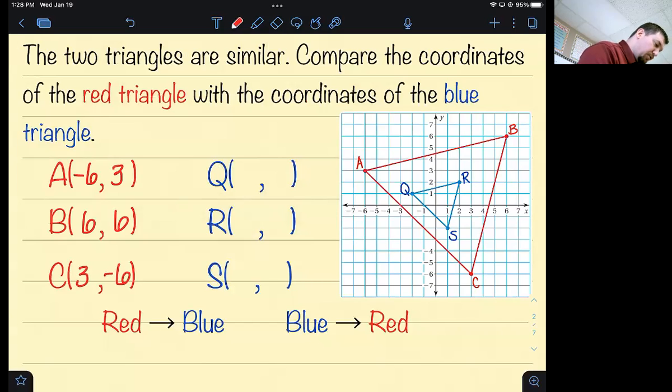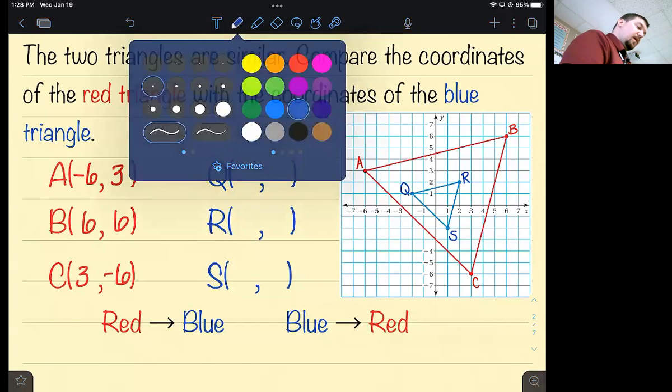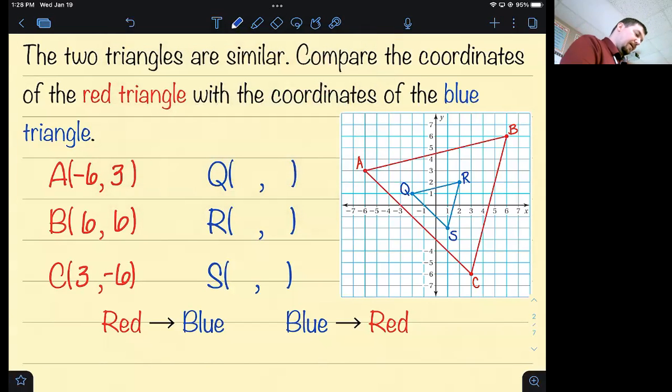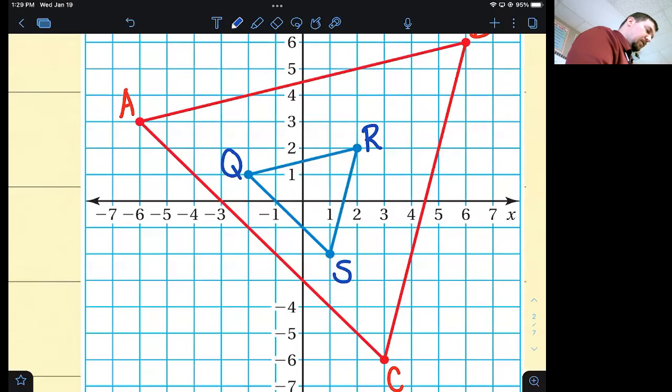And then for the blue triangle coordinates, Q, R, and S, Carter, I'm going to give you Q. Christian, I'm going to give you R, and Garrett, I'm going to give you S. Go ahead when you're ready, Carter. Are you in the notes, Carter? Yeah. Okay. Tell me where point Q is located. -2, 1. Okay.